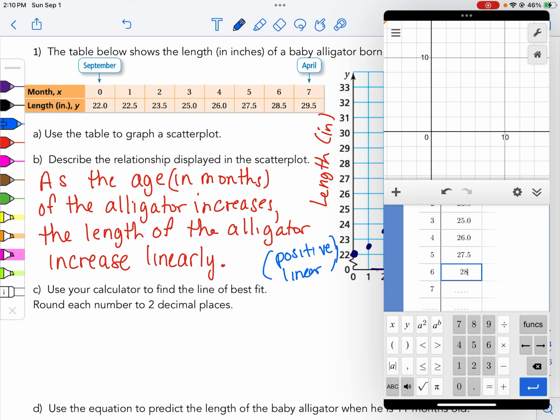And then we've got 28.5 and 29.5. So we want to do a quick double check to make sure we didn't type in 2 instead of 22, but it looks like my numbers are okay.